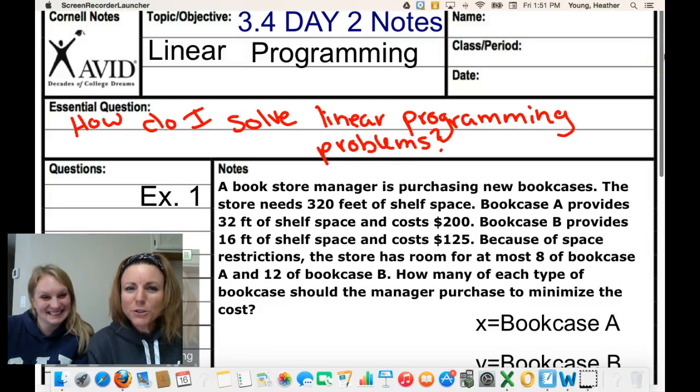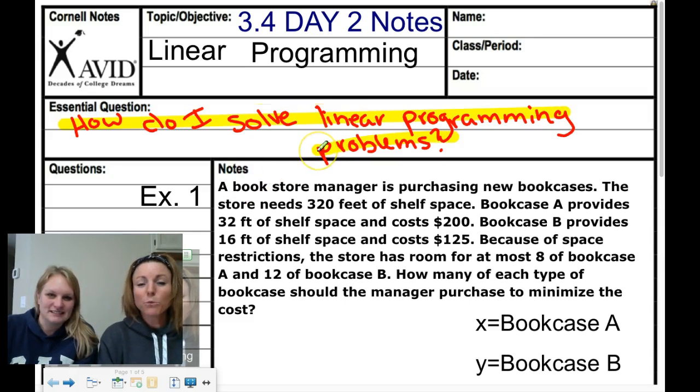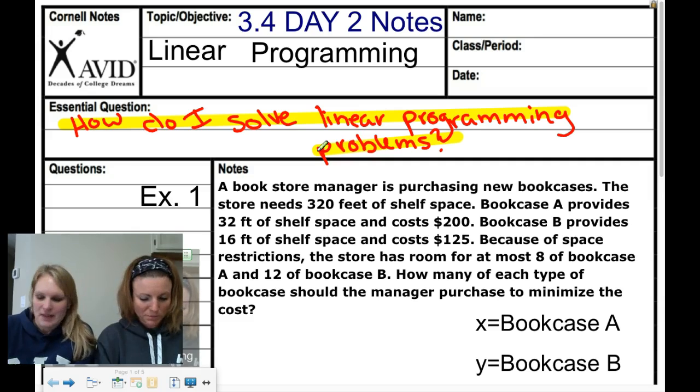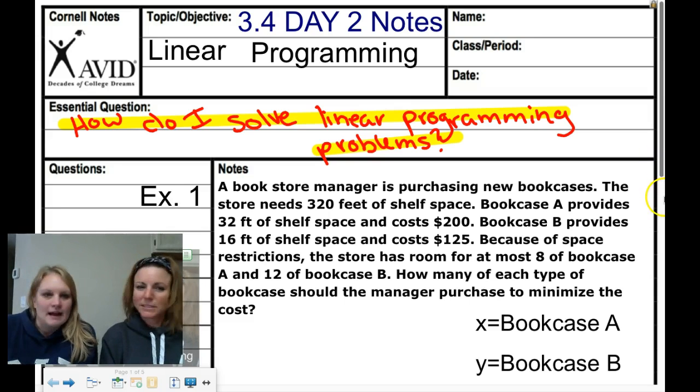And we're back. Day 2, linear programming. Essential question: How do I solve linear programming problems? Good question, and write that down, please. Okay, so we're going to look at this word problem. When I go through word problems, just like the last one, we like to color code. So let's just start.